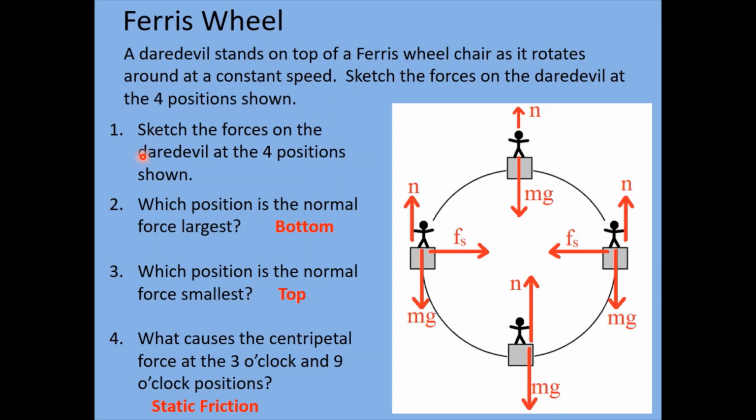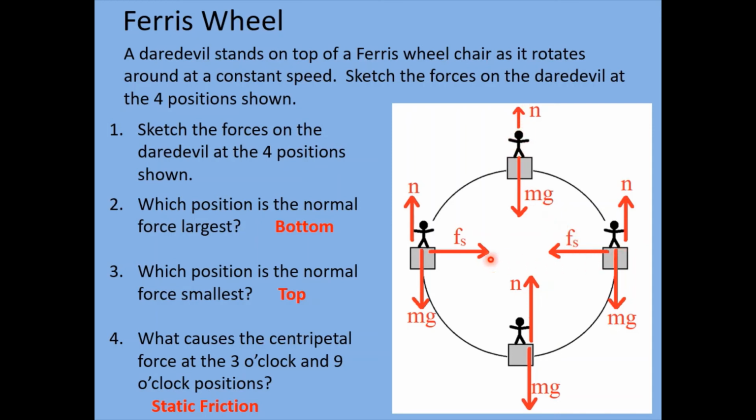The first part here is to sketch the forces. So we can start down here at the bottom, for example. The daredevil has weight, always mg, pointing down, and there is a normal force pointing up. Now those are the only 2 forces on the daredevil. And the same thing up here in the top position: weight is down and normal force is up again.